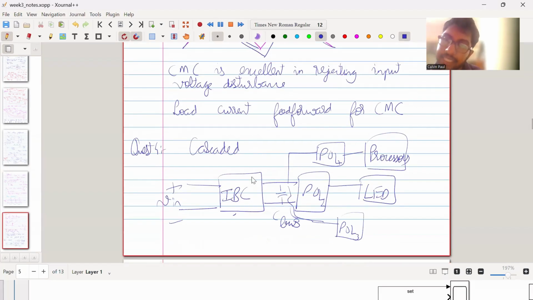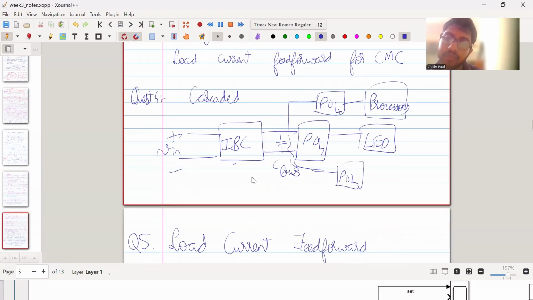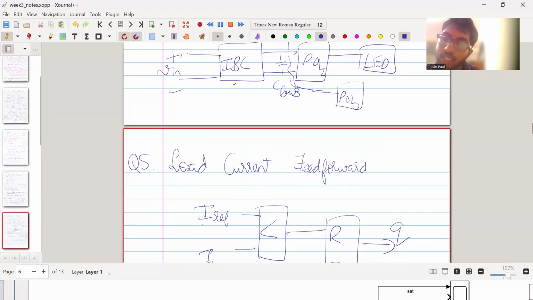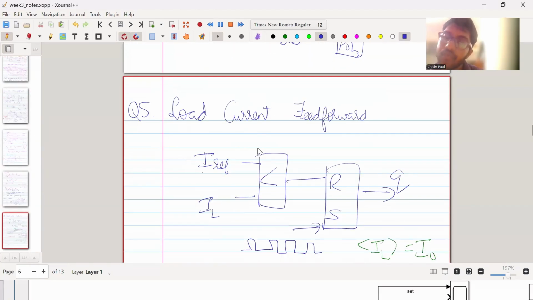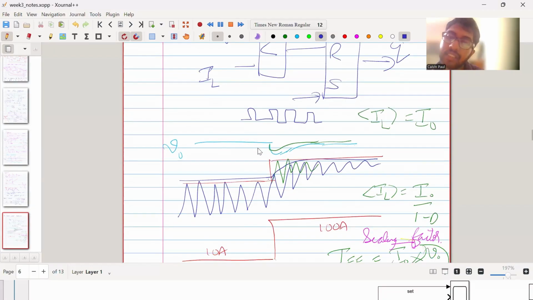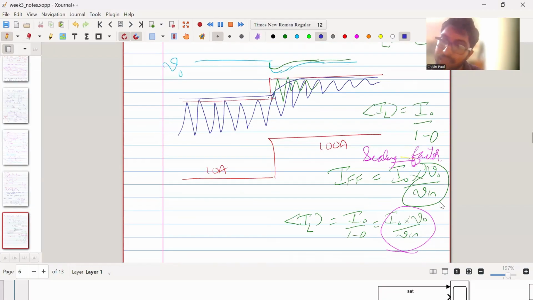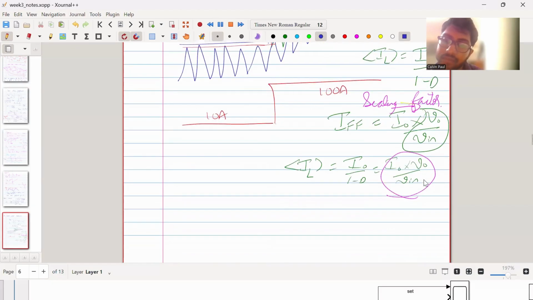Then we discussed cascaded control. Then also we discussed load current feed forward. What are the benefits of load current feed forward? What additional challenges are required? Like the scaling factor which is needed for load current feed forward.